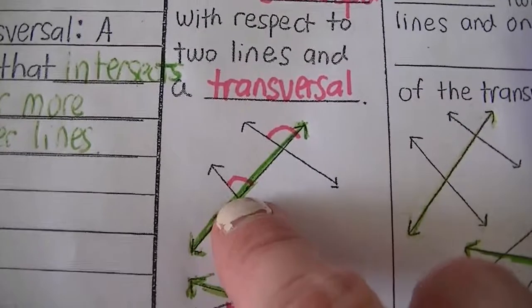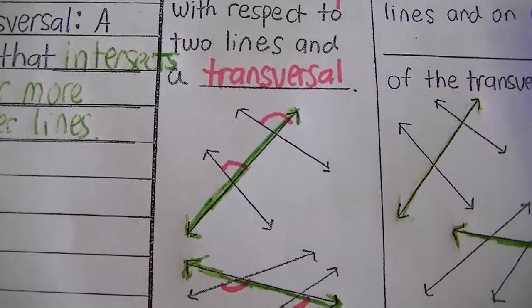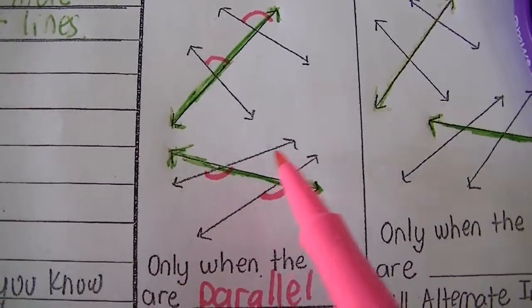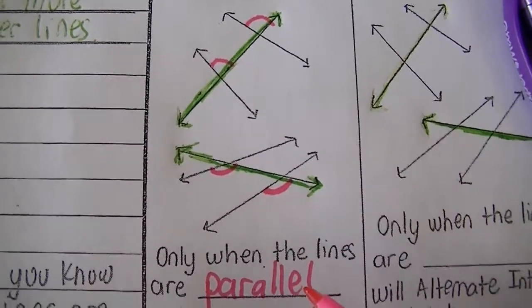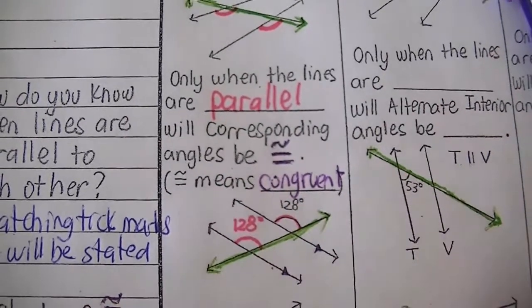Look up here. See how this line is not parallel to this line? So these two angle measures, they're not going to be equal to each other. They might be kind of close, but they're not. And also right here, see how this line is not parallel to the other line? Those two will not be the same angle measure. Only when the lines are parallel will corresponding angles be congruent.